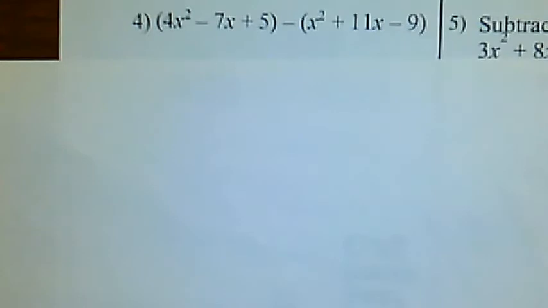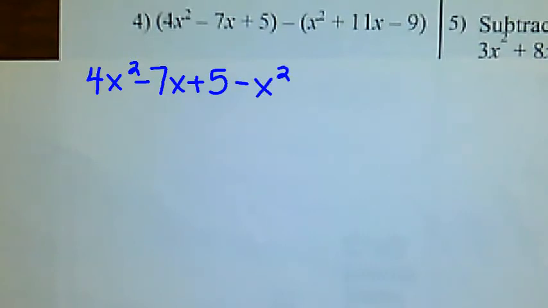Okay, so for question number 4, you're really going to have to do those steps from the first page. So let's think about what it said. It told us to keep the first polynomial. So I'm just going to rewrite this without those parentheses. The next thing you're going to do is change the sign of all the second polynomial's terms. So this is going to be a negative x squared, a negative 11x, and then a positive 9.